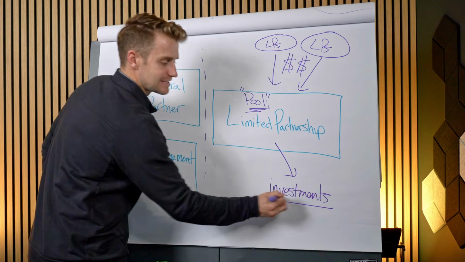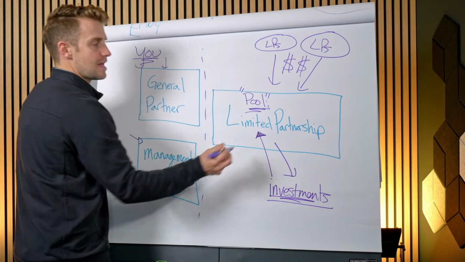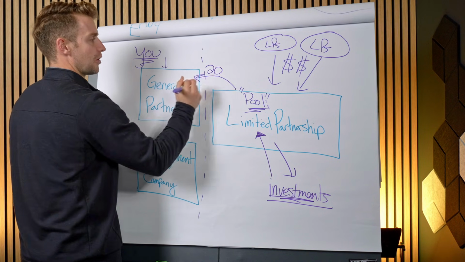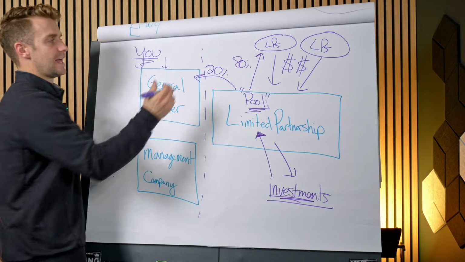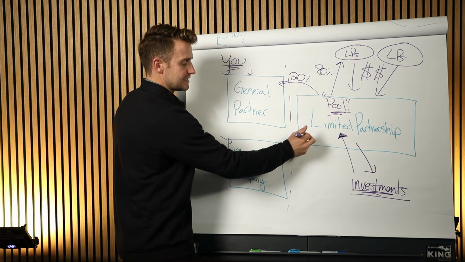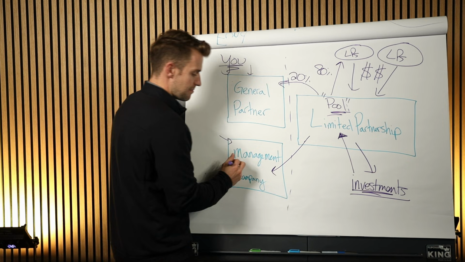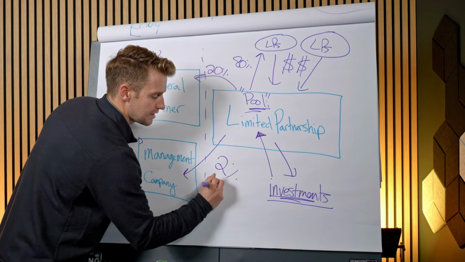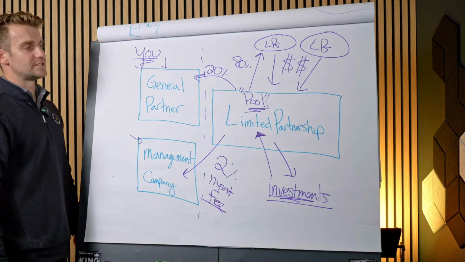When those investments make money, the money flows back to the limited partnership, and generally speaking is split 20% to the general partner and 80% to the limited partners, what people call an 80-20 split. Furthermore, the limited partnership pays a management fee for investment advice to the management company. They pay a fee typically of 2% management fee. This is usually charged 0.5% per quarter.